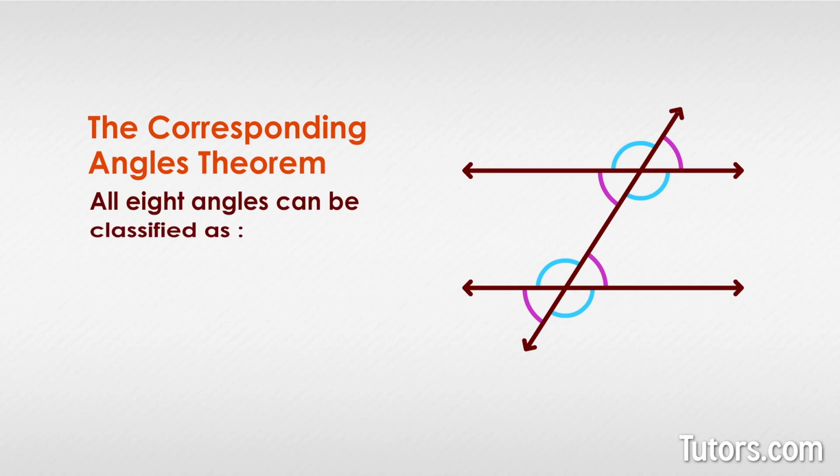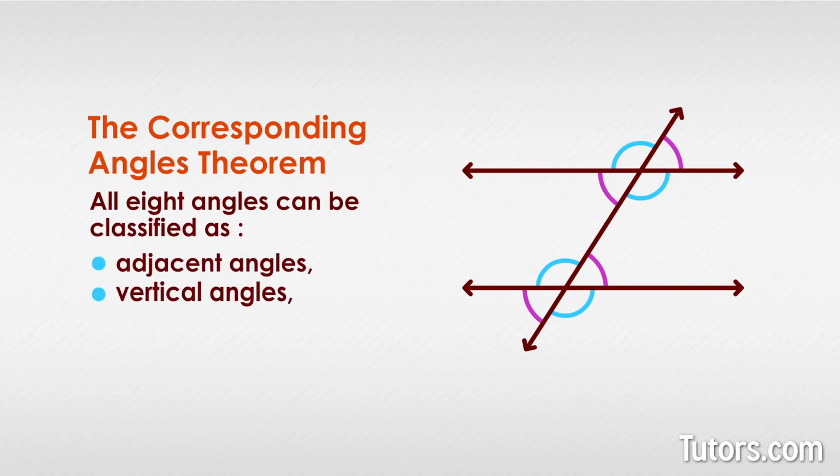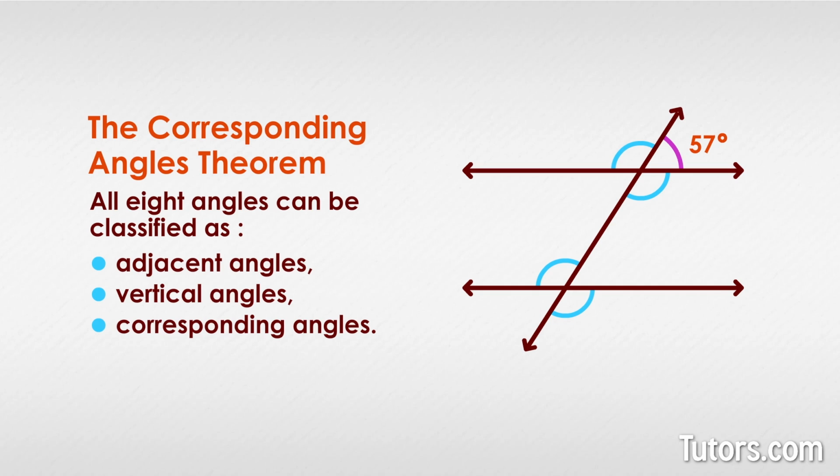All 8 angles can be classified as adjacent angles, vertical angles, and corresponding angles. In this example, angle 2 is labeled as 57 degrees, making it acute. 3 other acute angles are formed.